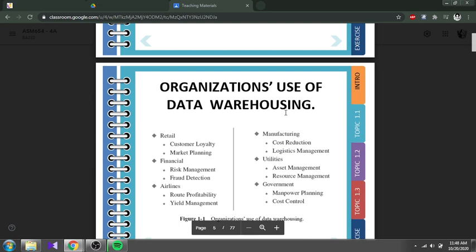Okay, organizations' use of data warehousing. We have different segments of the economy here: retail, financial, airlines, manufacturing, utilities, and government.